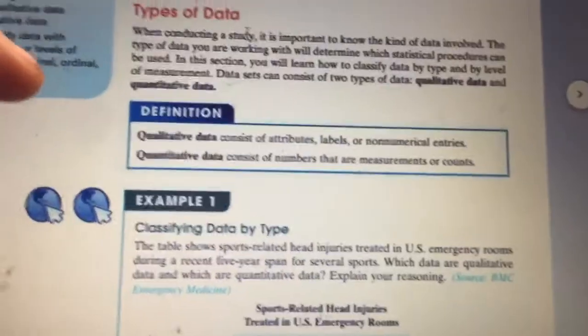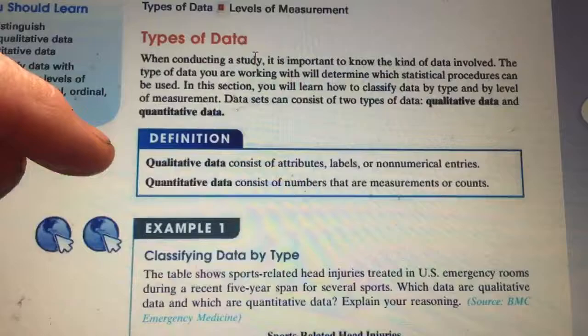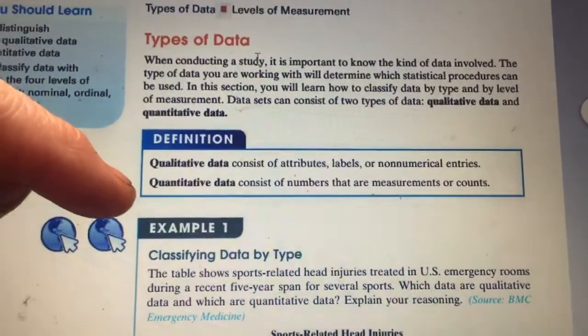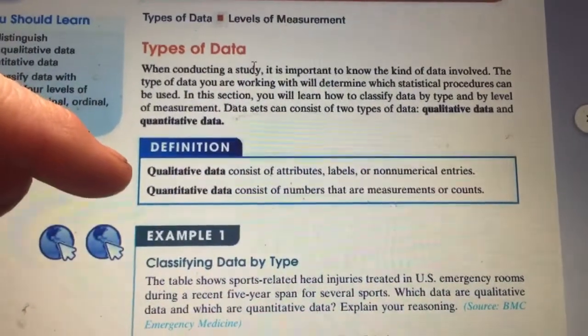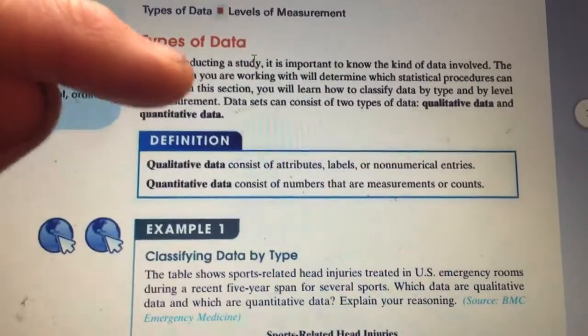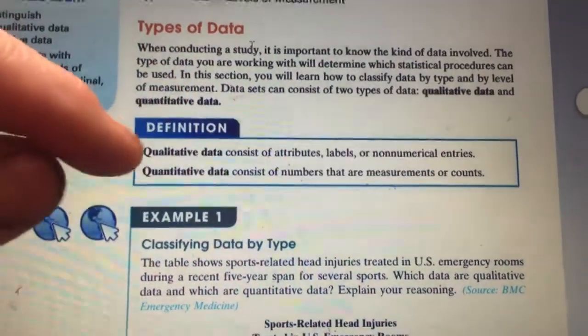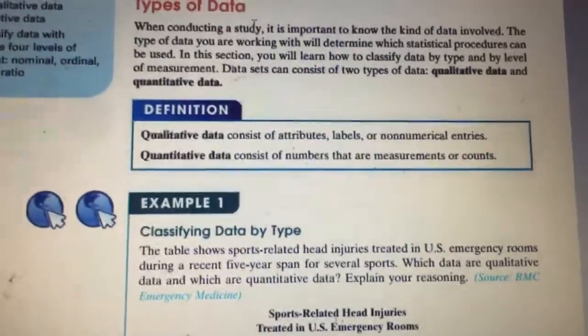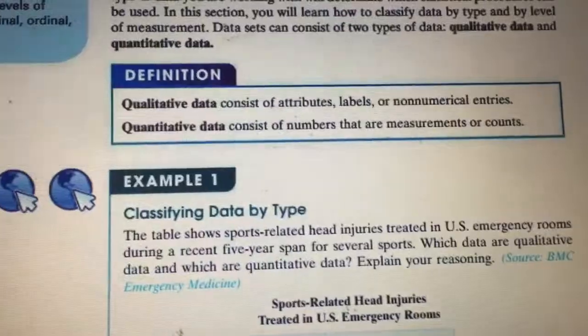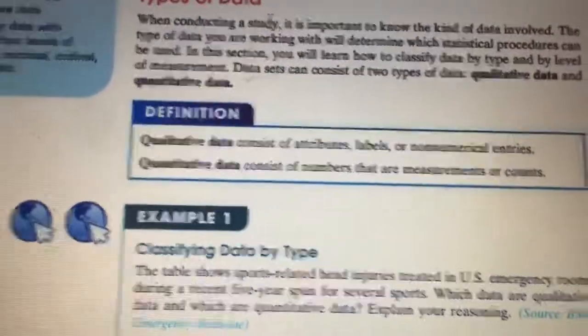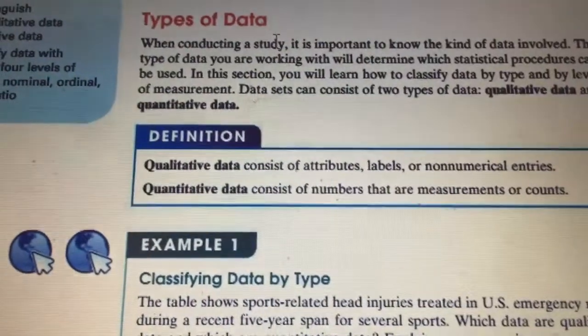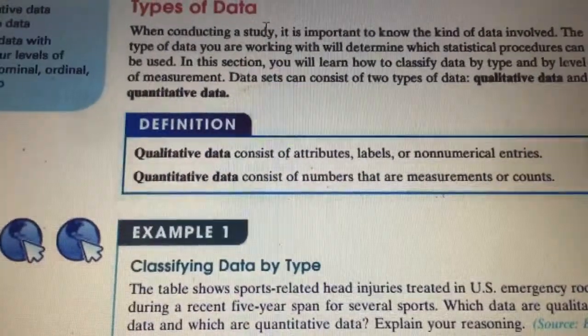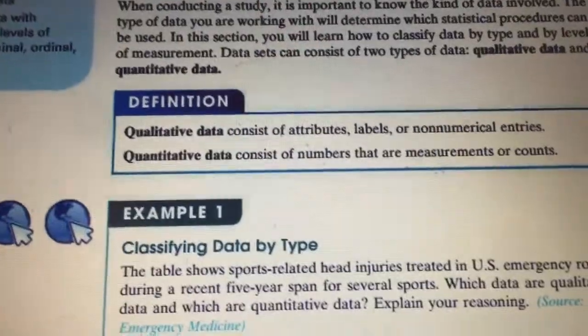And so we see here a definition, qualitative data versus quantitative data. Qualitative attributes are labels or non-numerical entries. Qualitative, the root word of that is quality. Like, people have certain qualities about them. A person might have blonde hair, a person might have blue eyes, different qualities. And this is data that has qualities about it.